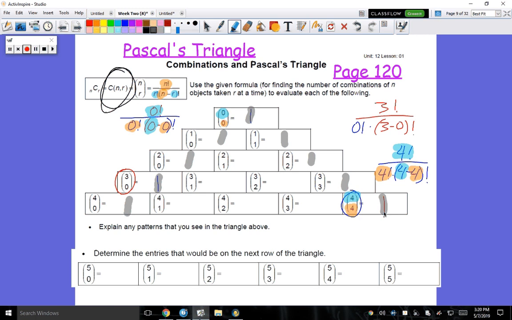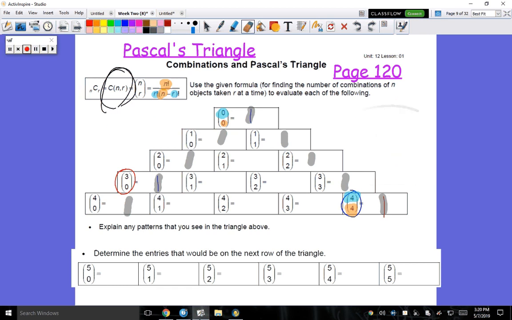Okay? Now I'm going to show the math, and then I'll show you the pattern on the next part. Let's look at this one right here. 2 choose 1. It's 2 factorial over 2 minus 1 factorial, and then 1 factorial is right here. Again, this one is r, and this 2 is n. Who can tell me what that equals right there? 2.